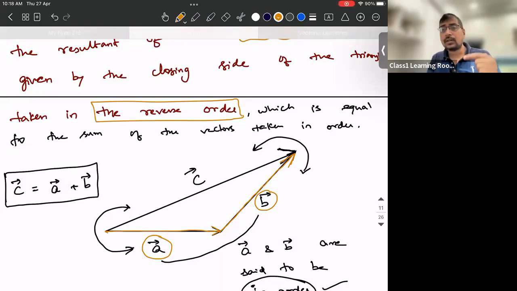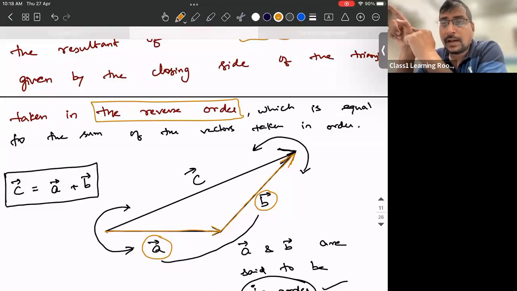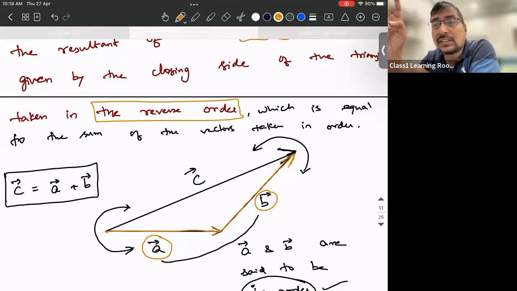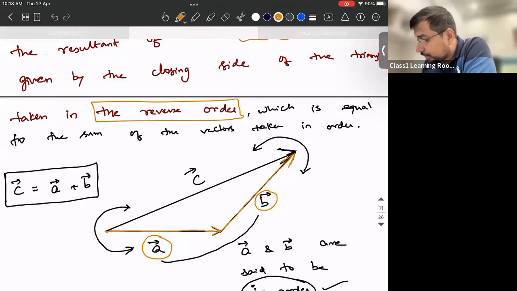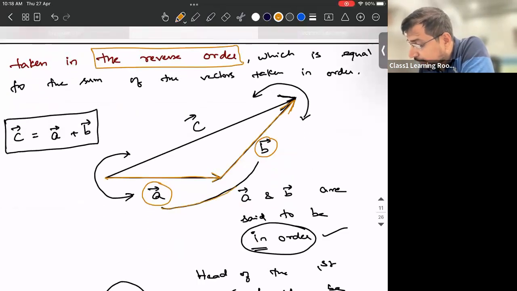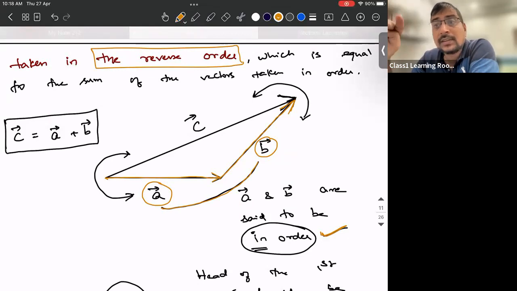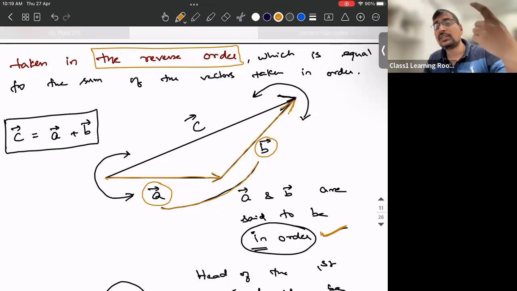Listen to this. If A vector and B vector are taken in such a way that the ending point of the first vector is the starting point of the second vector, then those two vectors are said to be in order. So here A vector and B vector are said to be in order. That's what the first part of the statement says. If you take those two vectors in order, then the closing side of the triangle, because with just A vector and B vector, I have not completed the triangle. I need to close it. So the closing side of the triangle will be the resultant of these two.